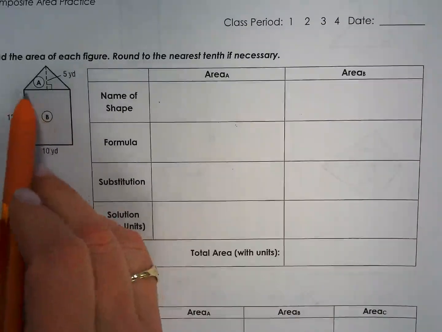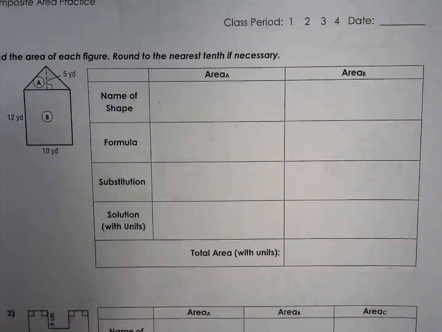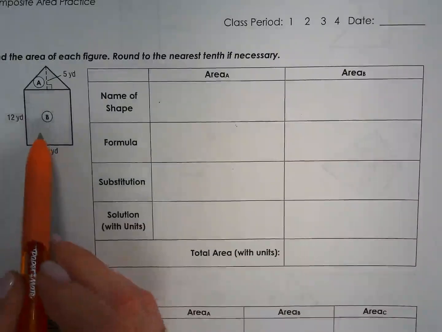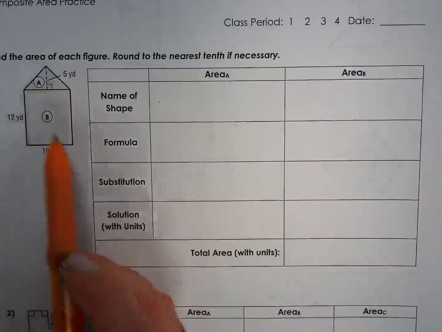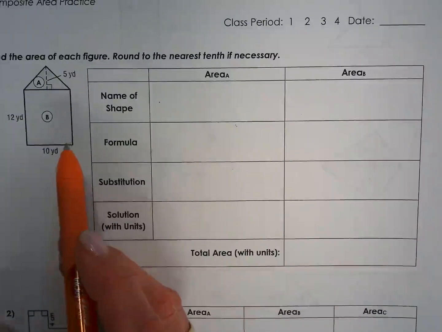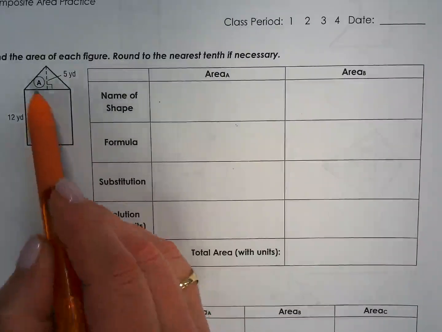Basically what we did was we took this big figure. We don't have the area of a pentagon. We don't have a formula for that. But we do have the formula for an area of a rectangle and the area of a triangle, okay? So we're going to break this big shape up into two parts. And notice that they're already labeled for us, A and B, okay?